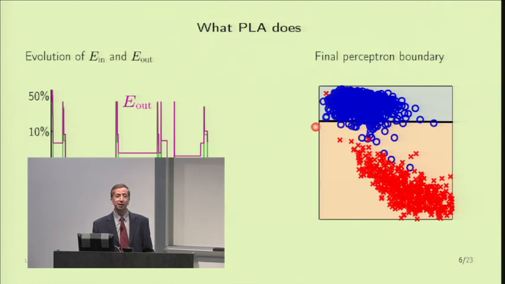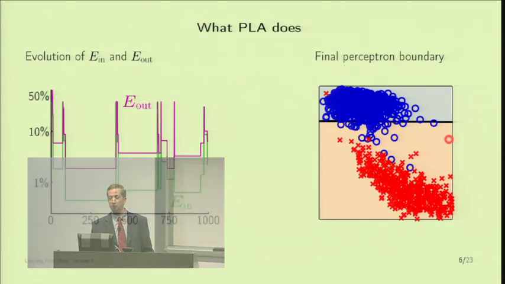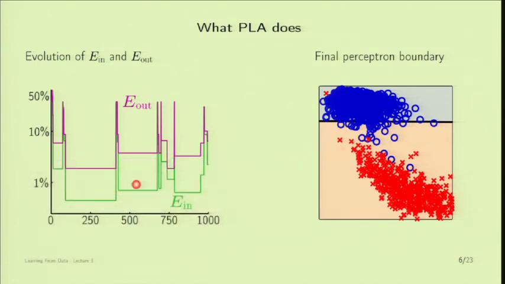Well, it's okay, but definitely not good. It's too deep into the blue region. You would have been better off doing this. And the chances are maybe earlier ones that had better in-sample error will do that. But that's what you have to live with if you apply the perceptron learning algorithm.